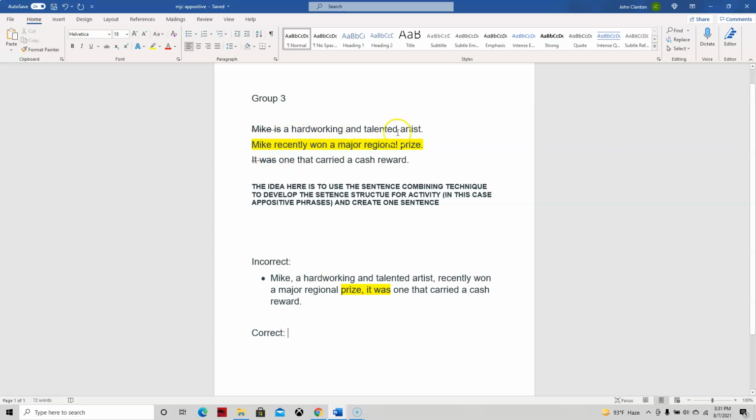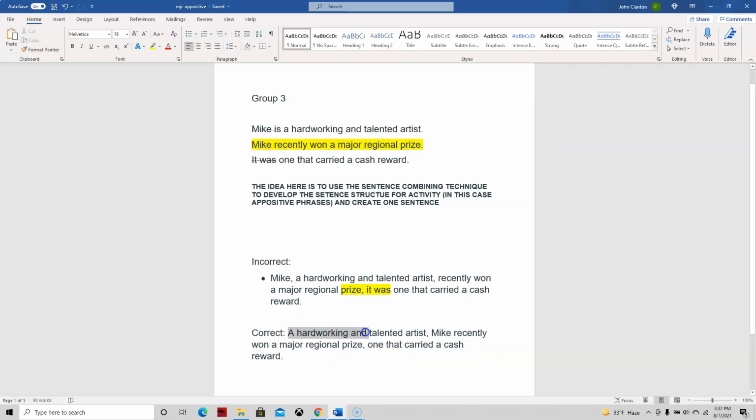If we take a look at the first one, a hardworking and talented artist, we know that that's referring to Mike. So we could begin the sentence with this appositive phrase: a hardworking and talented artist, comma, Mike recently won a major regional prize, comma, not it was one that carried a cash reward, but one that carried a cash reward. Remember, it's a phrase. We can't have a complete sentence. So this is a more sophisticated sentence, right? It's got what we would call a kernel sentence, and we have two phrases attached to it. We have an appositive phrase here, and we have an appositive phrase here. This is one of the exceptions where the appositive phrase doesn't begin with a or the.